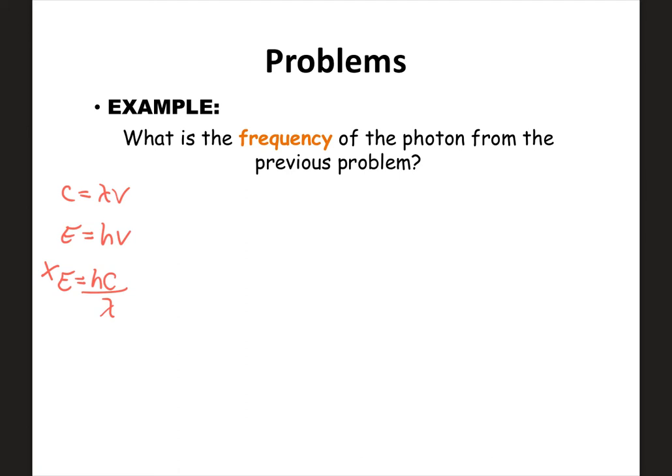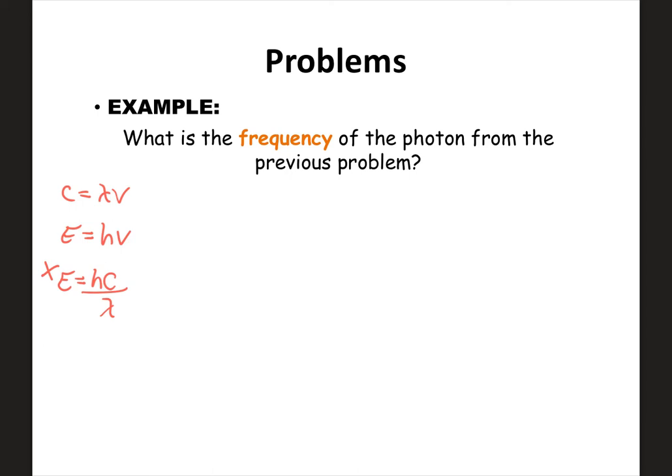Based on the information in the previous problem, they gave us the wavelength and we solved for the energy. So in theory, because this problem is based off the other problem, I could use this equation because I now know the energy and I'm solving for frequency. But they gave me the wavelength in the problem, so I could use this equation as well, because I know the wavelength since it was given, and this is a constant, so I could solve for frequency.